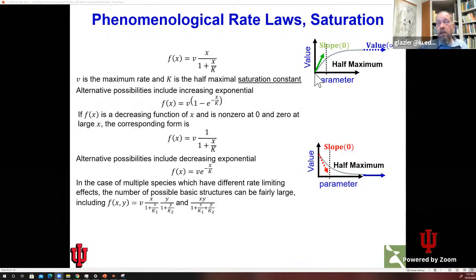There are other possibilities for getting this kind of saturation curve. If I want it to be decreasing, there are other forms, and we went over some of those before. The key thing about these is always there's a maximum value at infinity, the slope is 0 at infinity, the value is 0 at 0, and the slope is maximal at 0.